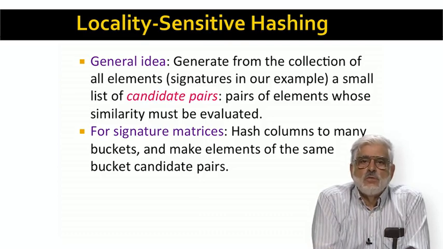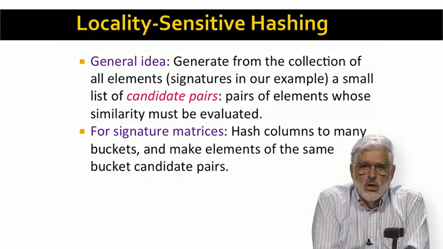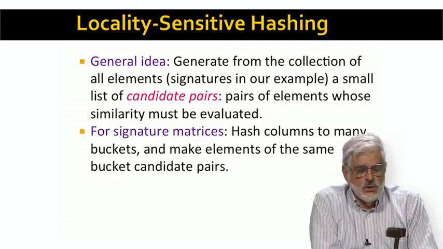We need to tune the number of hash functions and the number of buckets for each hash function so that the buckets have relatively few signatures in them. That way, there are not too many candidate pairs generated. But we can't use too many buckets, or else pairs that are truly similar will not wind up in the same bucket for even one of the hash functions we use.